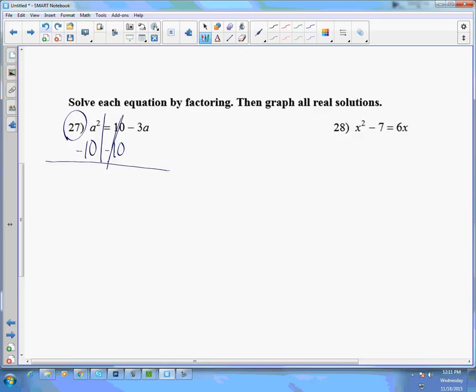No, a squared is on the left hand side, that's pretty good there. Because on the right hand side we need to move. So how do we move that? What's the inverse? Positive 3a. Yeah? Both sides? Plus 3a on both sides. So the right hand side is 0.